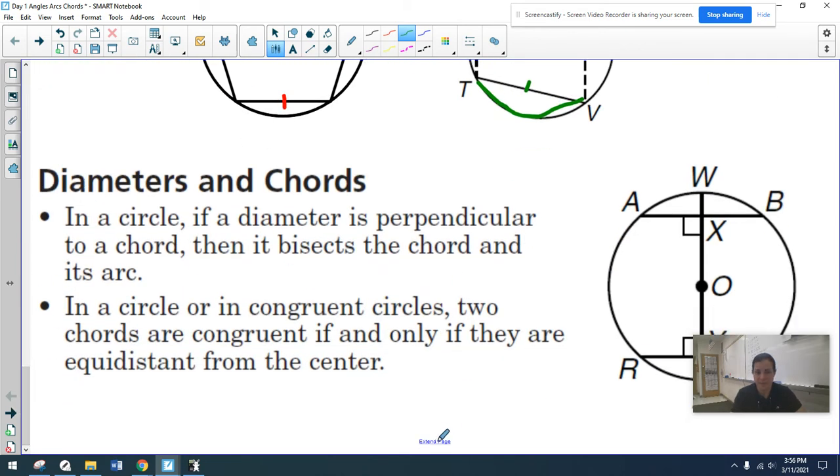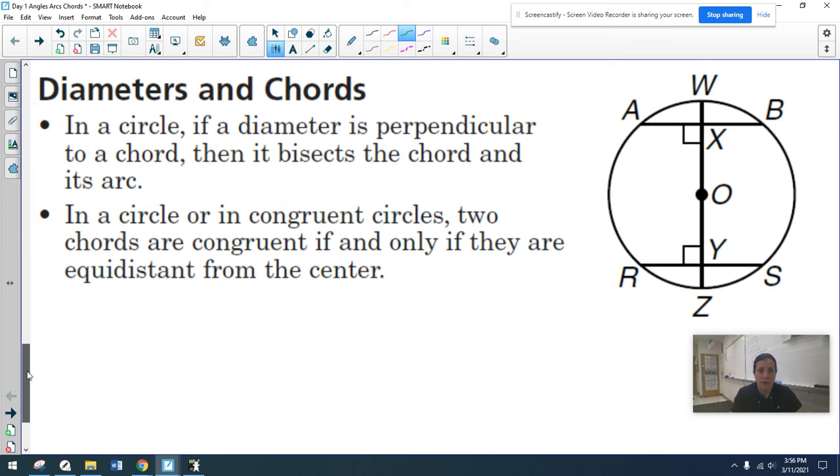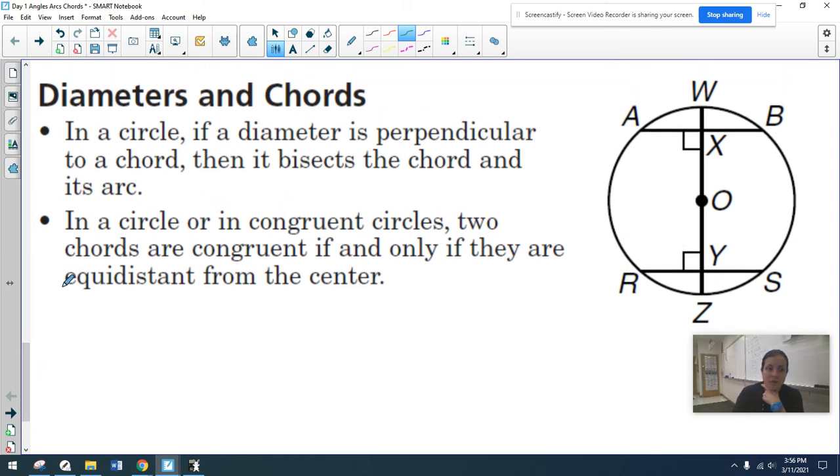Last part. Let me get a little more room. All right, last part, diameters and chords. So for diameters and chords in a circle, if your diameter is perpendicular to a chord, so you have a diameter right here perpendicular to a chord, it bisects it. That means it's going to cut it into two equal parts. So those two are equal, and then down here, these two would be equal as well.